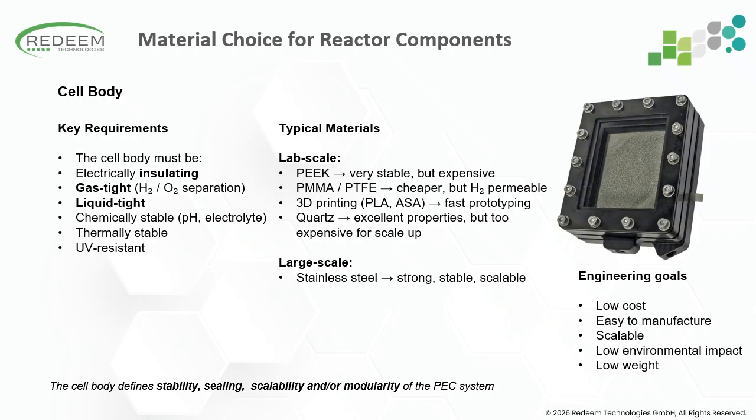For industrial systems, stainless steel is often preferred because it's strong, durable, and also scalable. At the same time, weight becomes an important consideration during scale up. For example, if reactors are installed on rooftops or integrated into buildings, reducing the overall weight can simplify the installation and lower the structural requirements. So also here, materials like PEC can be very relevant.